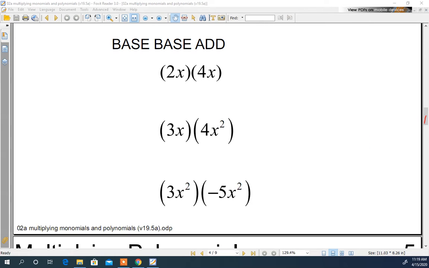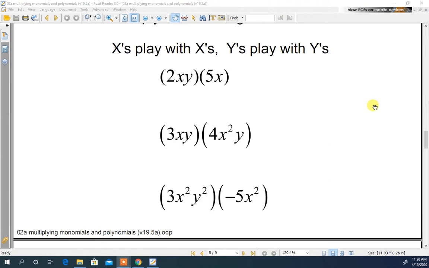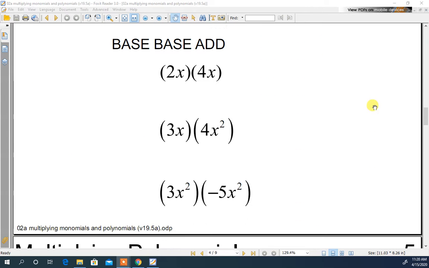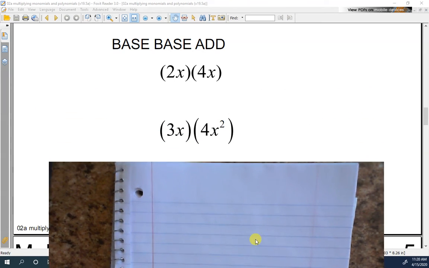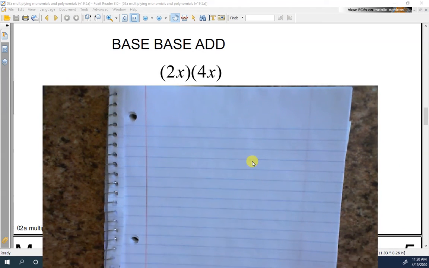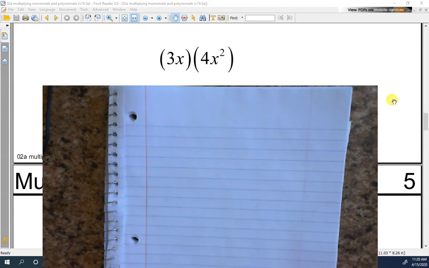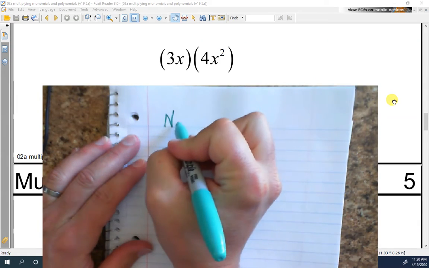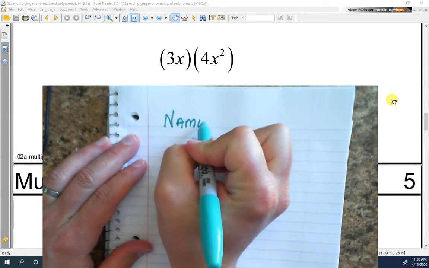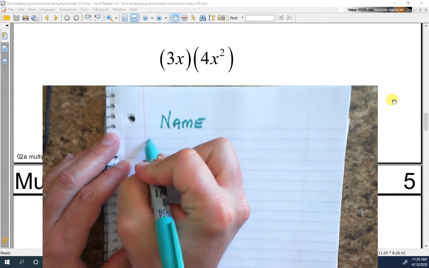And now let's do a little bit of notes here. Okay, so let's start our notes. Up at the top, I need your name. And our title is Multiplying Polynomials.